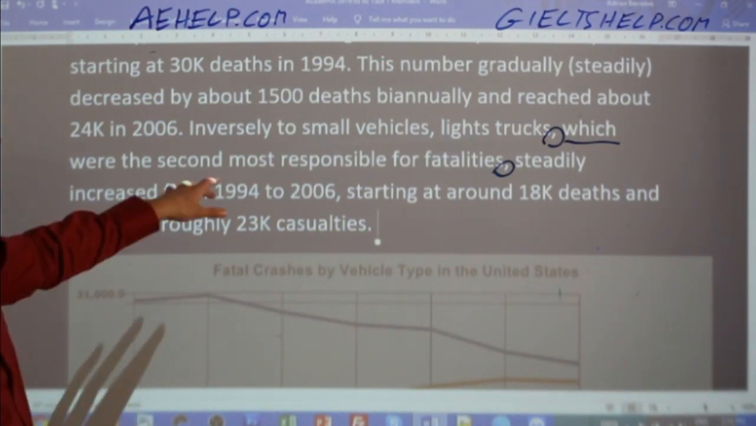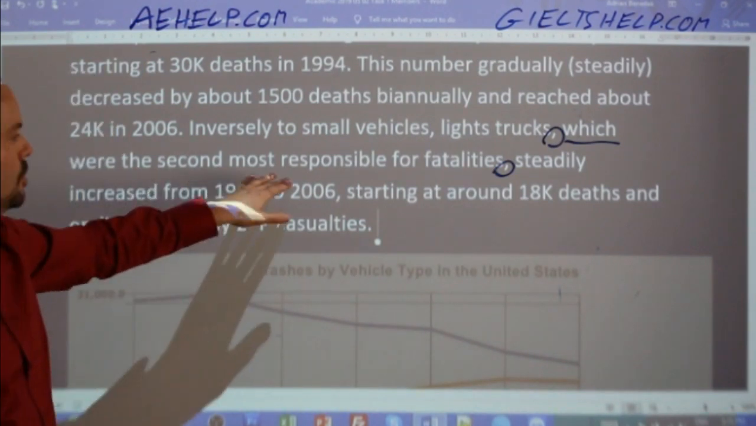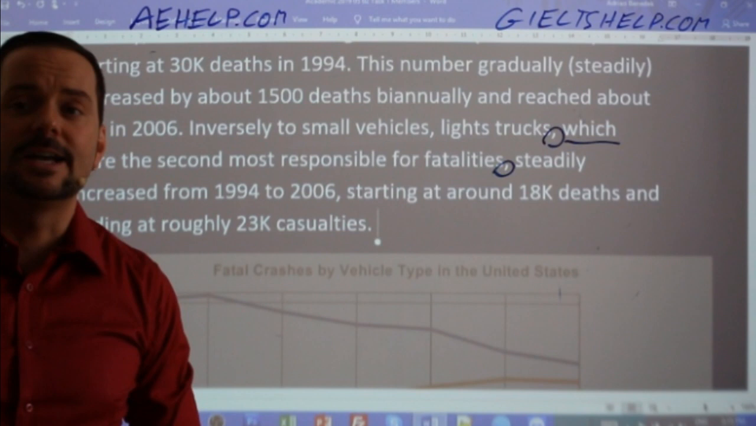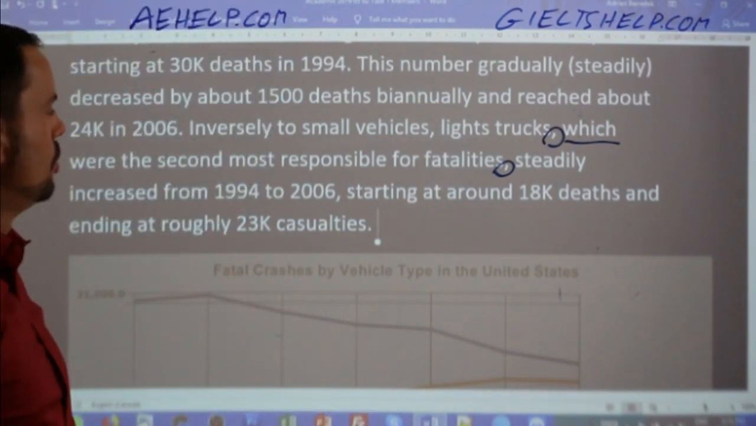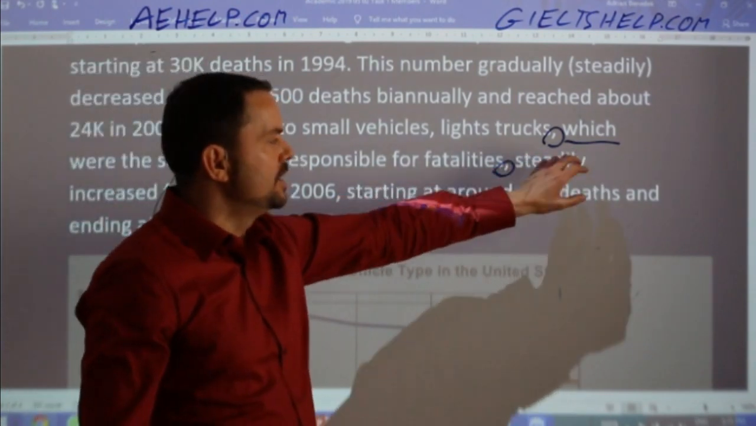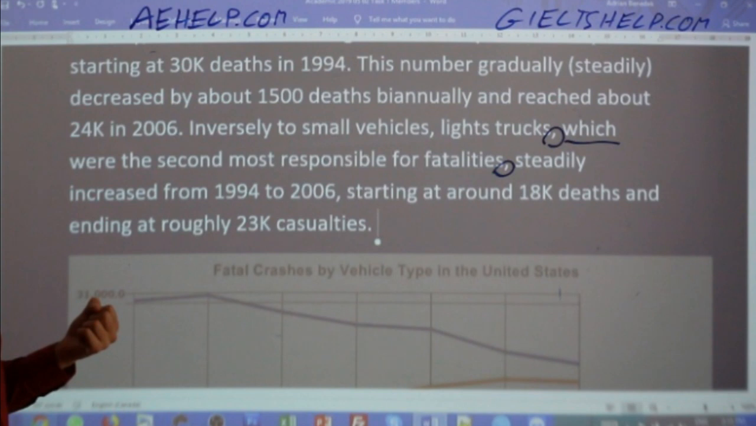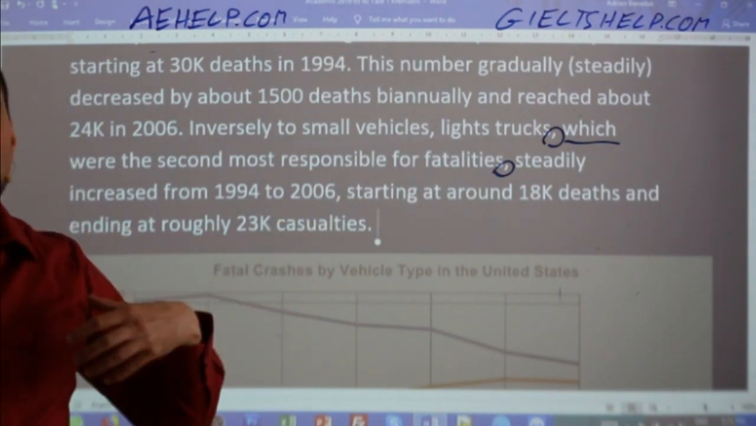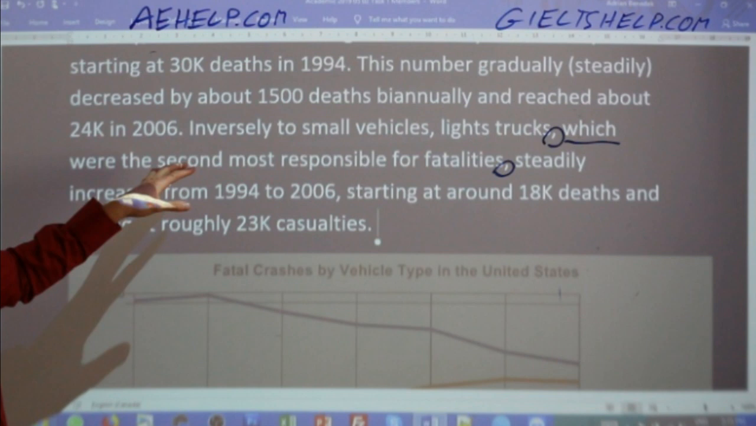So again, notice inversely to small vehicles, light trucks, which were the second most responsible for fatalities. Steadily. Begzod, very good. Yeah, it's a descriptive or an additive clause. Okay, so using the comma, using the which, it's a descriptive additive clause. And it allows me to get an extra piece of key information into this long, complex sentence without having to write a second sentence. So the sentence can read without it.